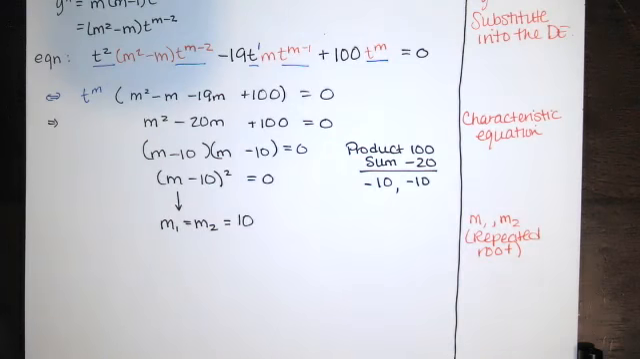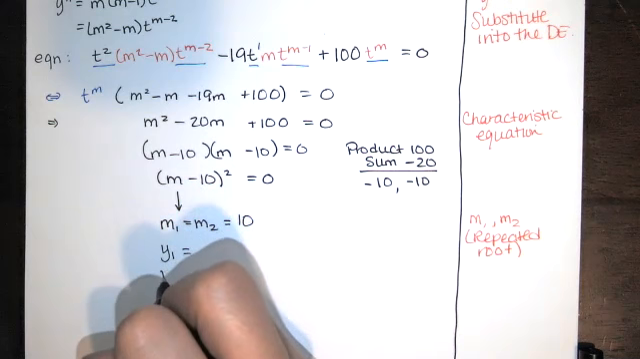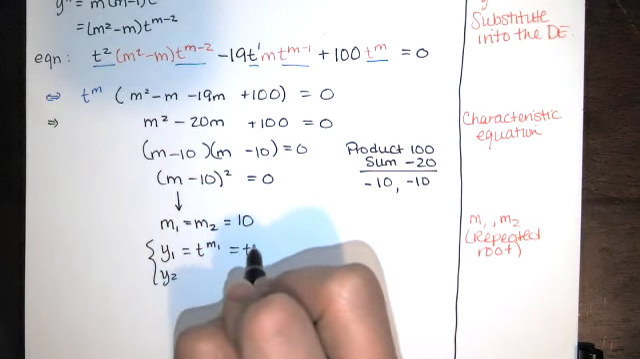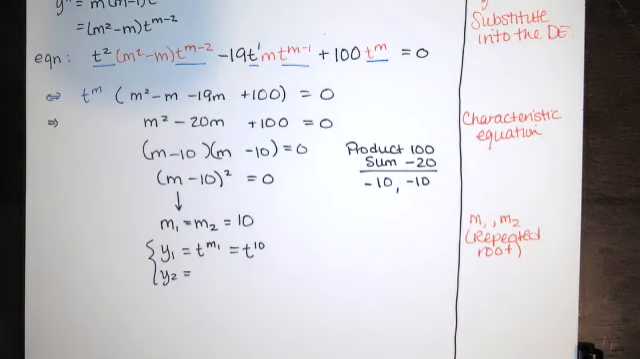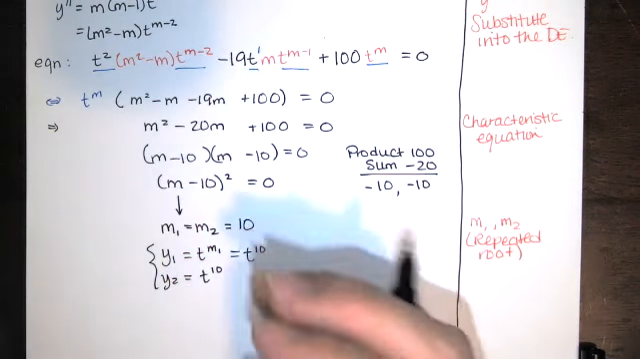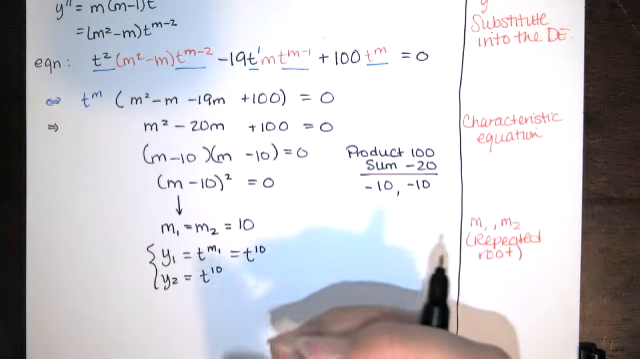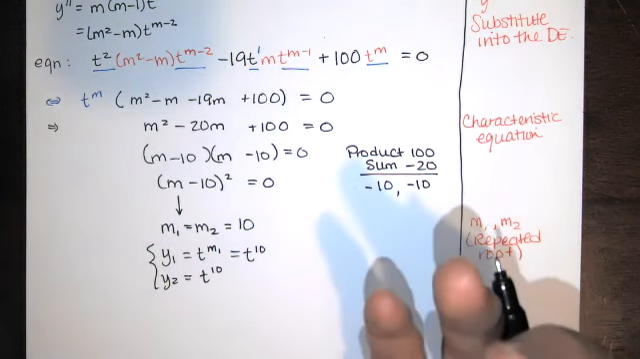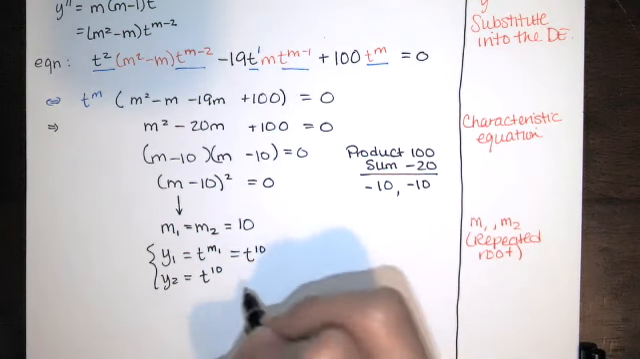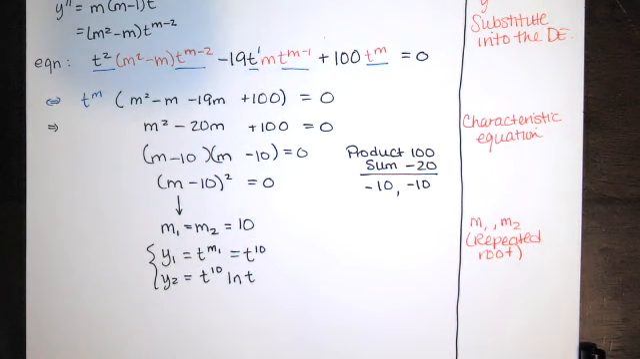Okay, great. And the corresponding solutions are t to the m1, or t to the 10th in this case. And the second linearly independent solution can't just be t to the m2, because that would be t to the 10th, and that would not be linearly independent from y1, which is t to the 10th. So we have to multiply by an extra something. With constant coefficient equations, we always multiply by an extra x or an extra t. But with Cauchy Euler equations, when we have a repeated root, we multiply by an extra natural log of t.